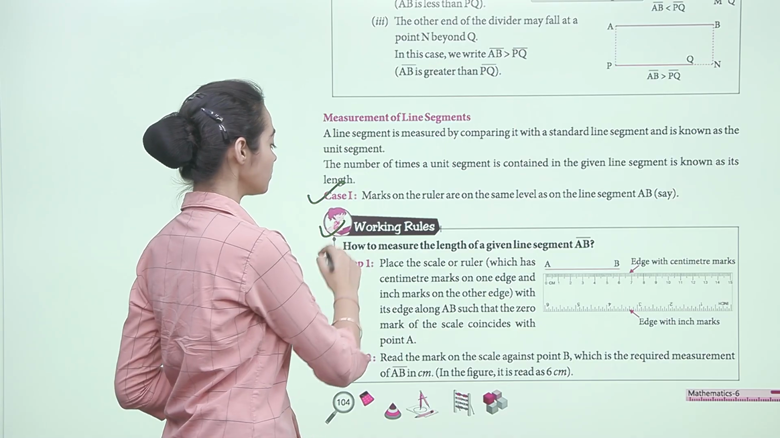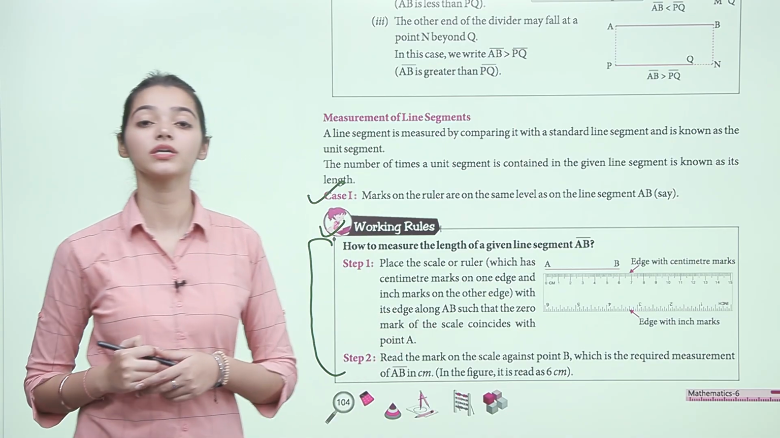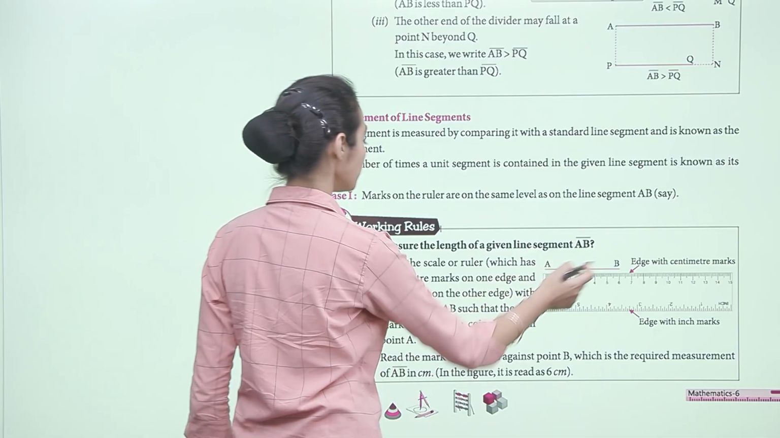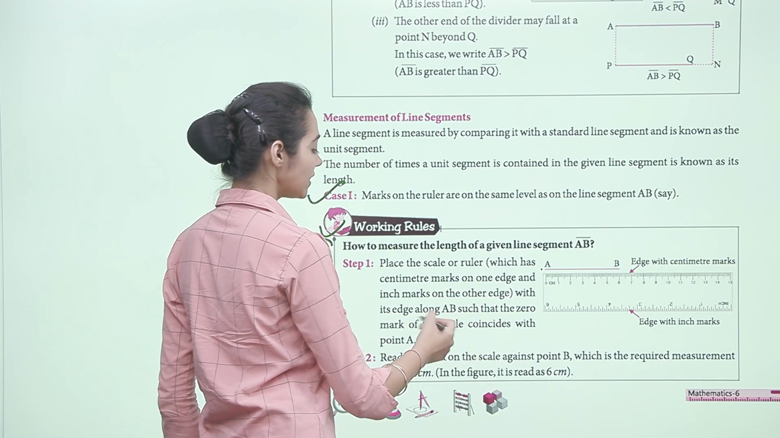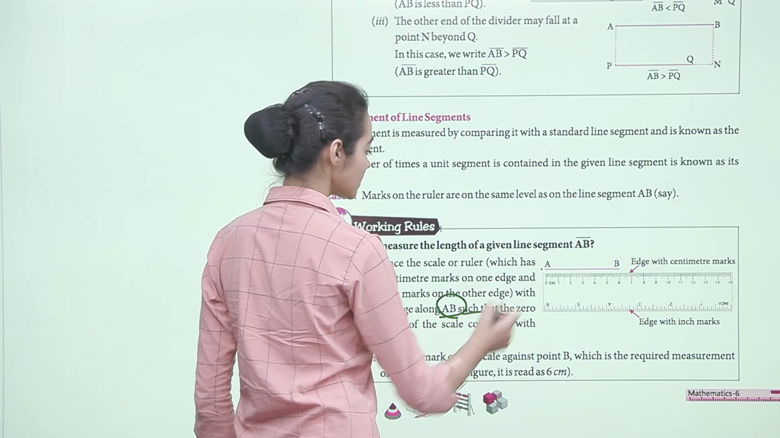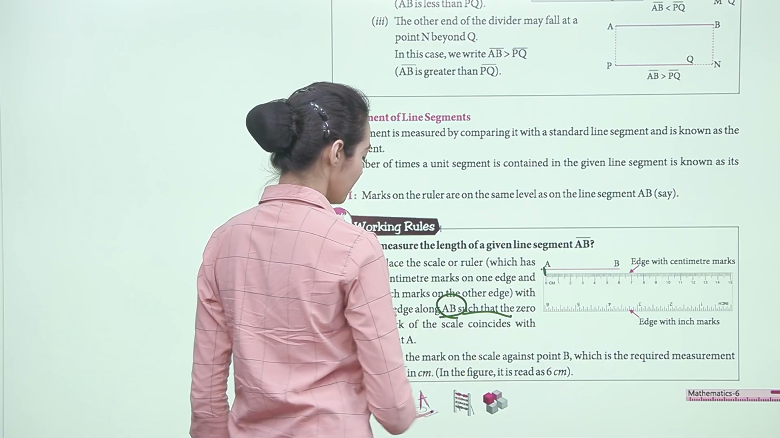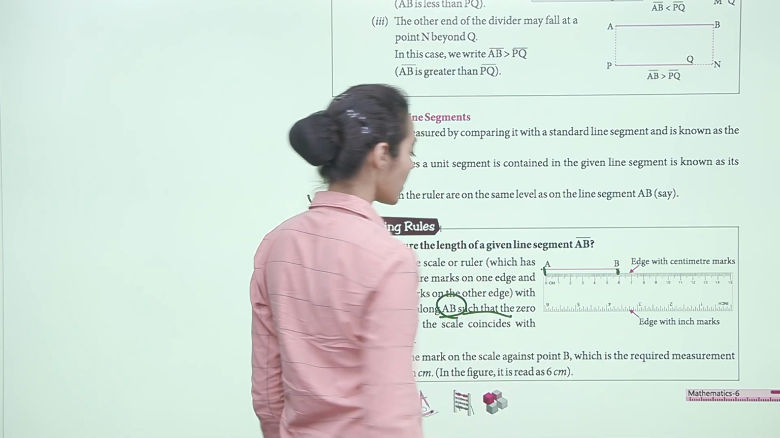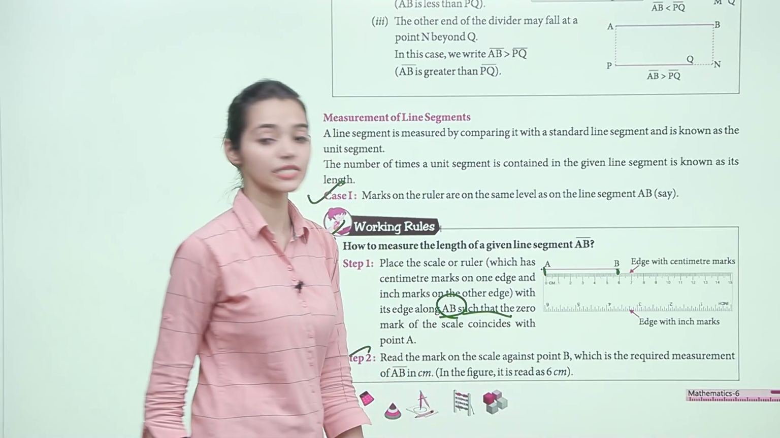Here are the working rules for how we can measure the length of a given line segment AB. In step 1, we will place the scale of the ruler, which has centimeters, with its edge alongside such that the 0 mark is on A. Then we will read the mark on the scale against point B, which is our required length, and we can read it as 6 centimeters.